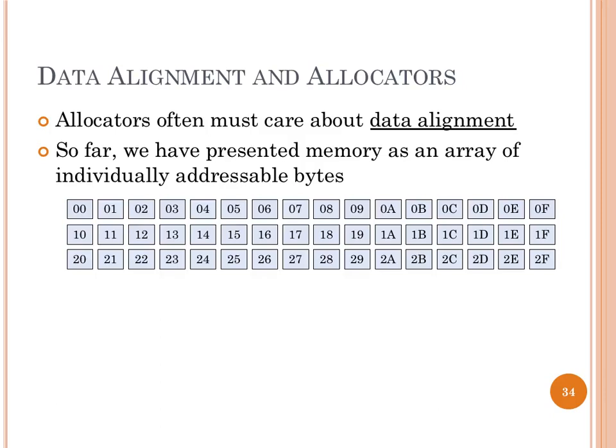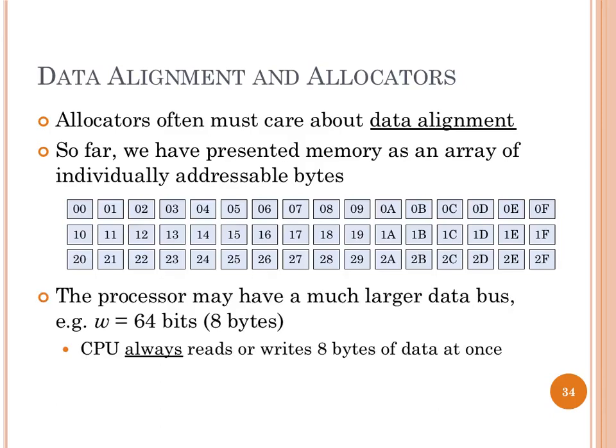We're just awesome. Okay? The problem is the processor has a data bus. Remember, we've talked about doing 64-bit processors this term. So 64 bits of data bus, which means we can read and write 8 bytes at a time. Okay? The thing is that the hardware always reads 8 bytes at a time. It always writes 8 bytes at a time. Okay?